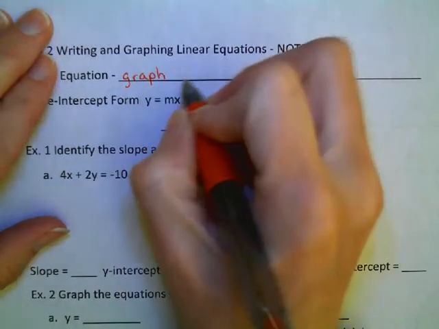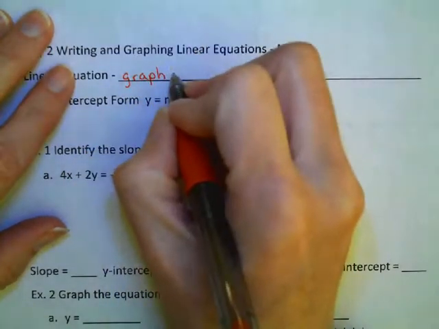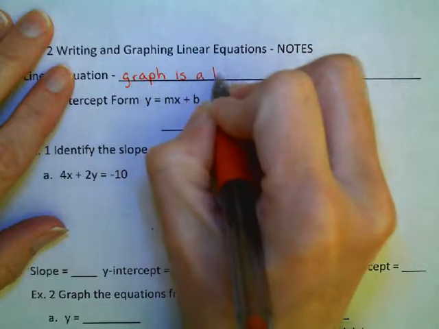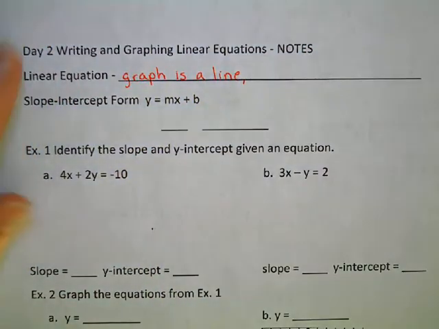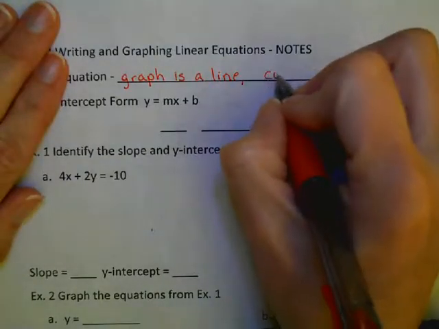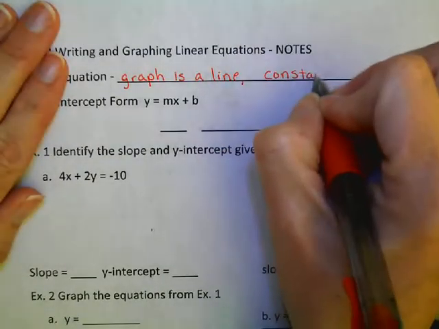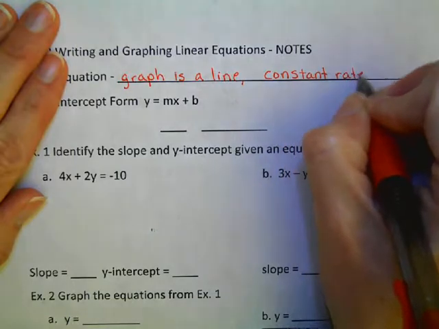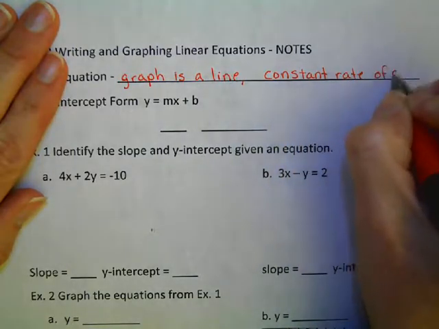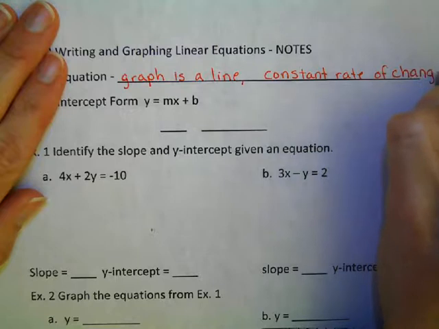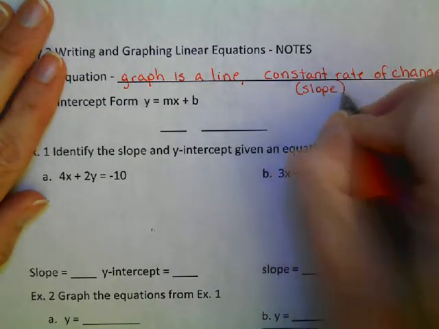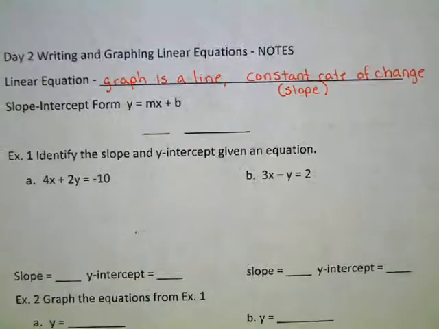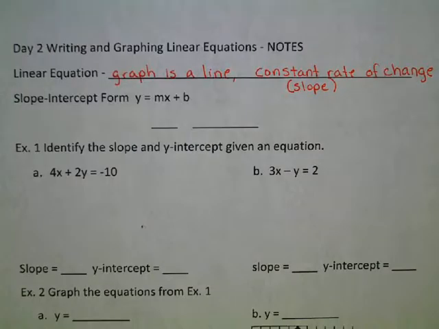A linear equation is an equation that, when graphed, the graph is a line. And the other thing special about linear equations is they have a constant rate of change. Constant rate of change is what we normally call the slope. As we talked about on day 1, slope and rate of change use the same formula. So being that it's a constant rate of change, it goes rise over run, the same from each point on the graph.